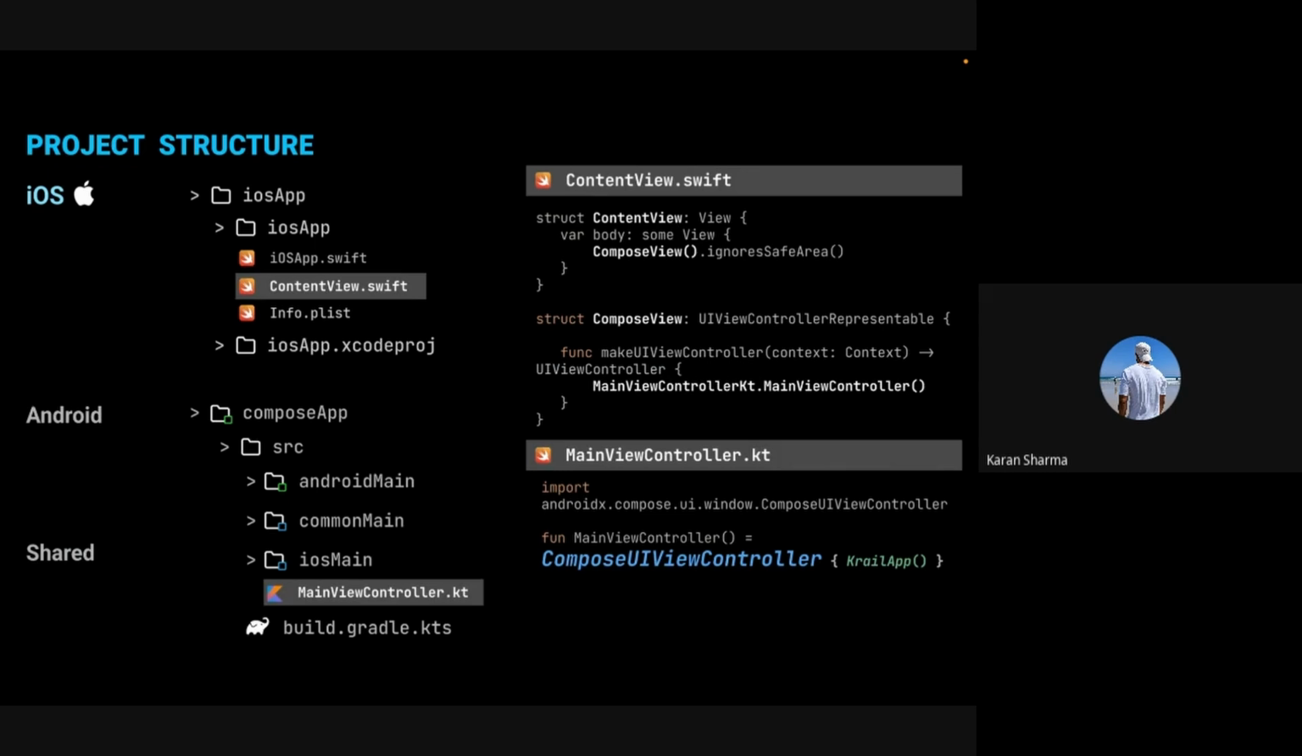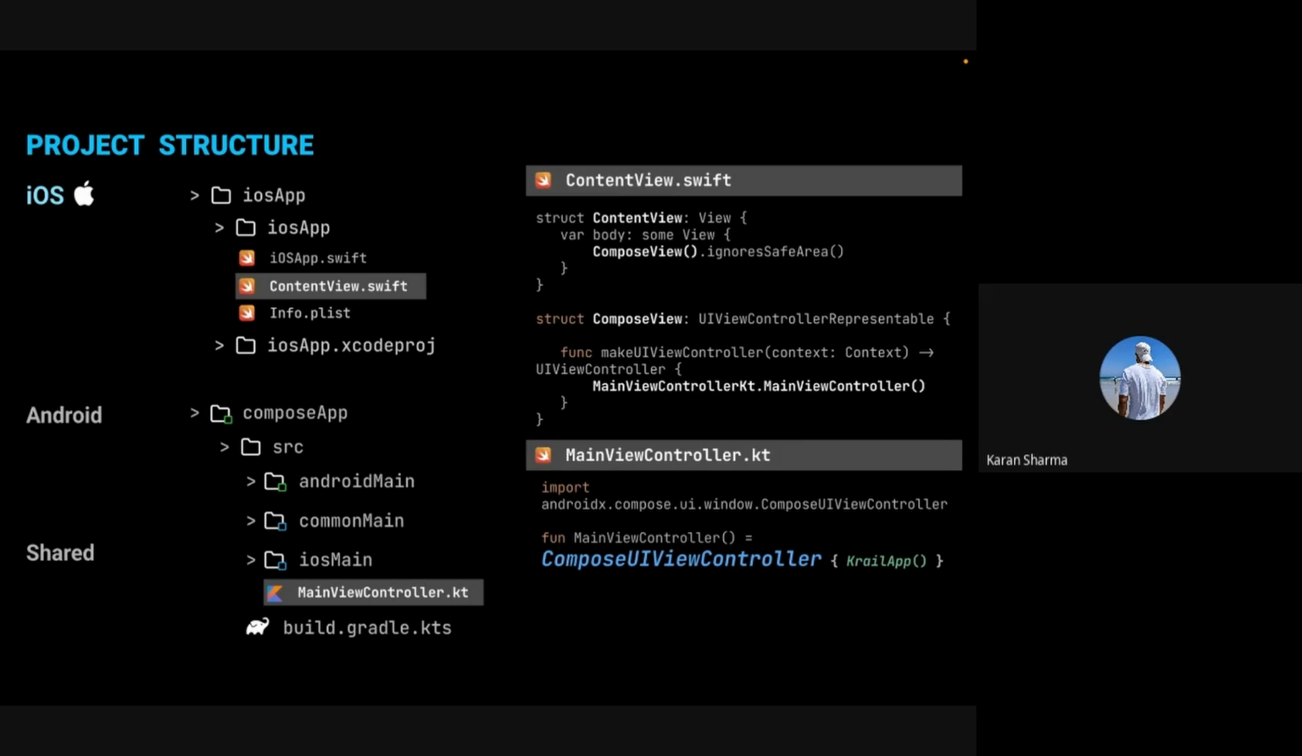So if you focus at the line MainViewControllerKt.MainViewController, that is where a lot of magic is happening. What JetBrains has done using Kotlin is that they have converted Compose-based code into UIKit. And now this UIKit can be called inside a SwiftUI view. So that is what's happening behind. That's where all the magic is.